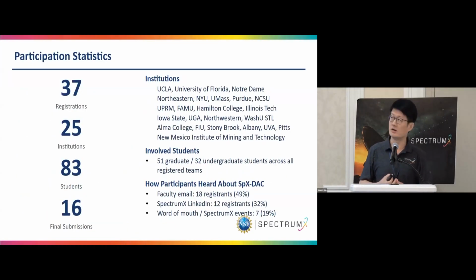Some statistics. We have 37 registrations by the deadline. This comes from 25 institutions, and in aggregation we have 83 individual students registered. That honestly is a surprise to us. So thank you all for participating. Out of the 83 students, 51 are graduate students, 32 are undergrad students.